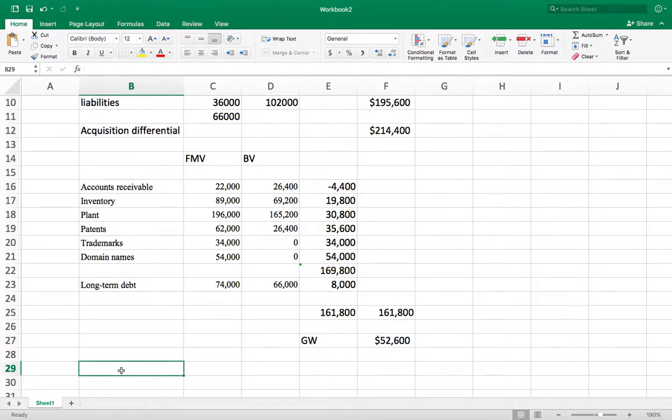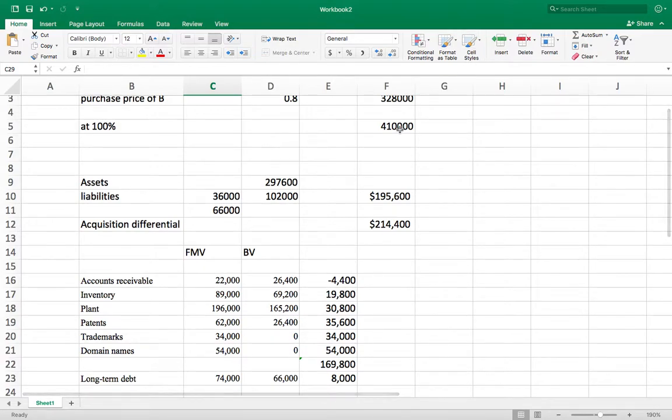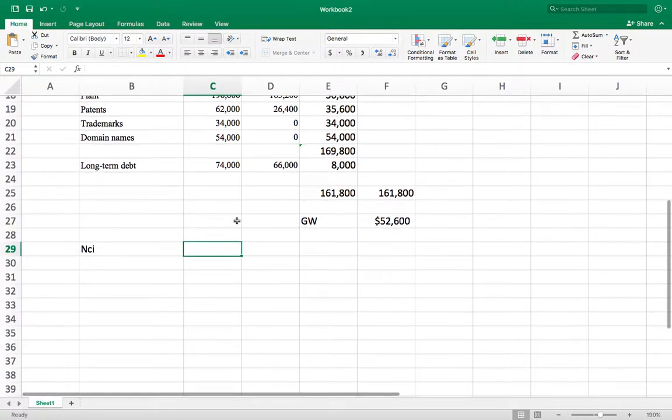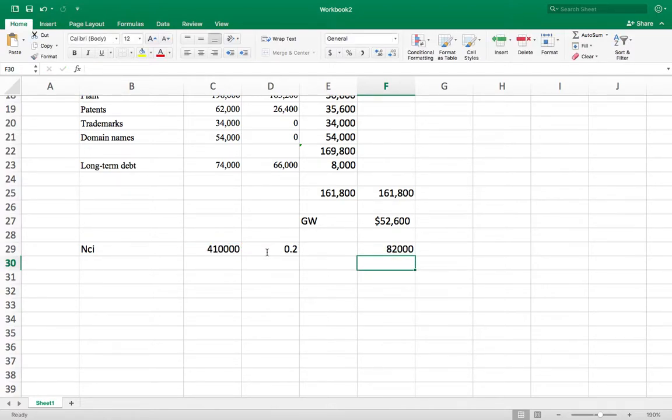Now we can also calculate non-controlling interest, NCI, because we know that the 410,000 is the full price and we don't have 20%. So our non-controlling interest is 410,000 times 0.20. It's 82,000.